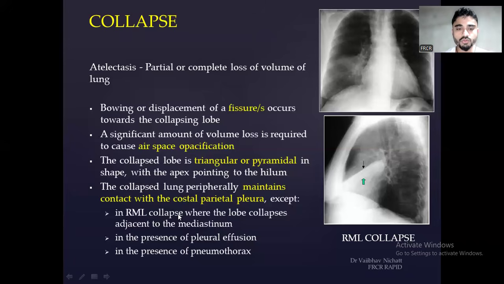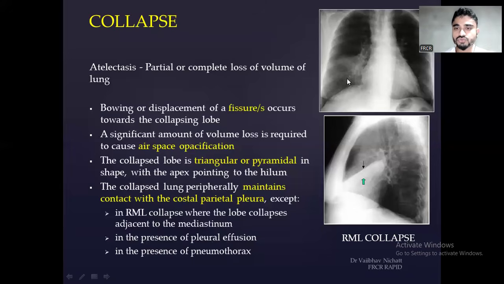So in right middle lobe collapse, the lobe collapses adjacent to the mediastinum. We'll see how the right middle lobe collapse will appear. And obviously in the presence of pleural effusion and in the presence of pneumothorax, it is difficult to maintain the contact of the collapsed lung parenchyma with the costal parietal pleura because of the presence of pleural effusion and also because of the pneumothorax.